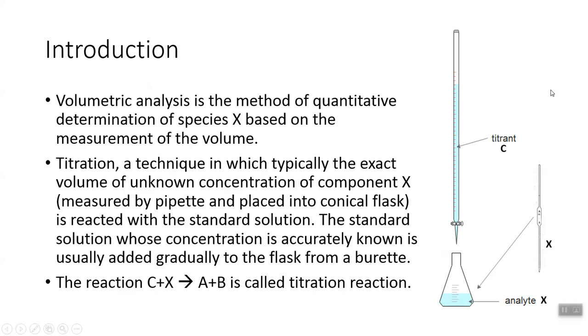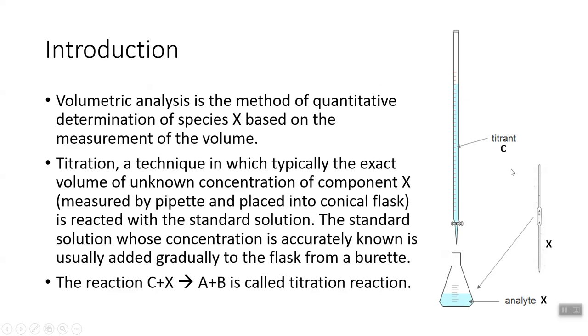Volumetric analysis is the method of quantitative determination of species based on the measurement of volume. It usually refers to titration, a technique in which typically an exact volume of unknown concentration of component X, measured by the pipette and placed into a conical flask, is reacted with the standard solution. The standard solution, whose concentration is accurately known, is usually gradually added to the flask from the burette. The reaction C plus X becomes A plus B is called a titration reaction.